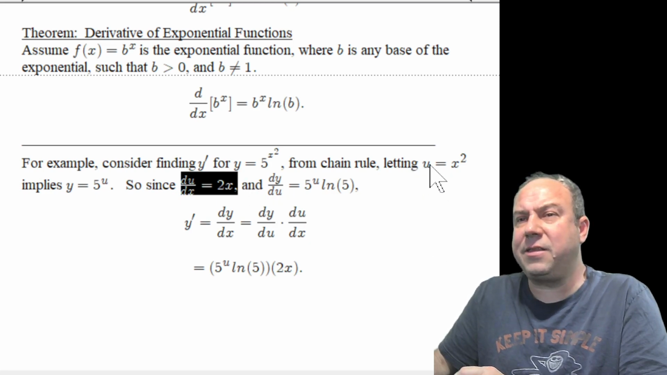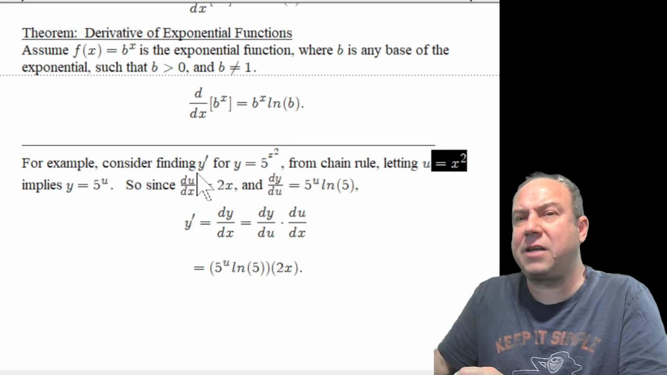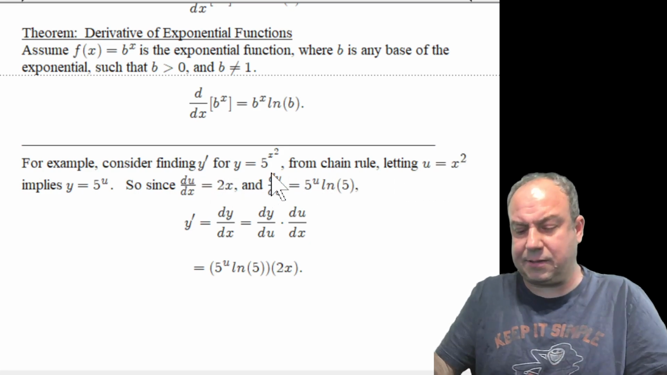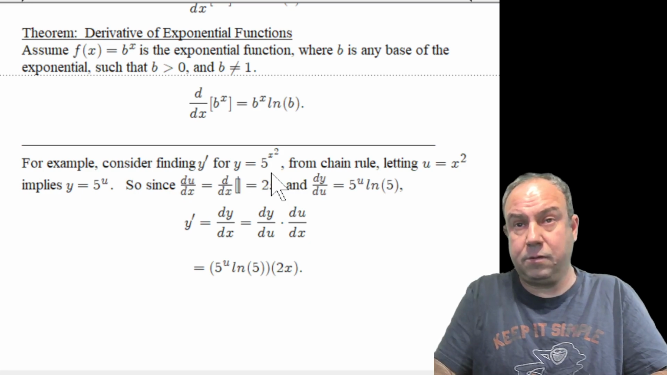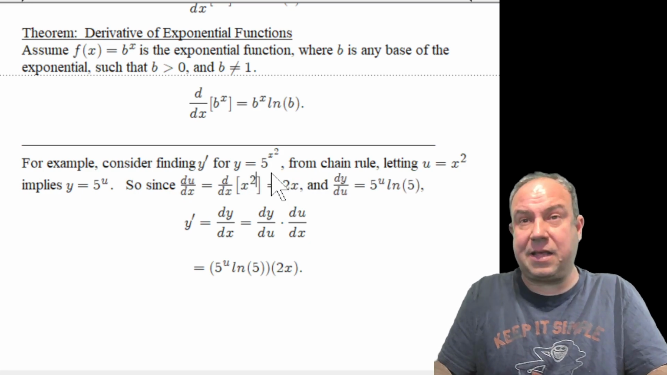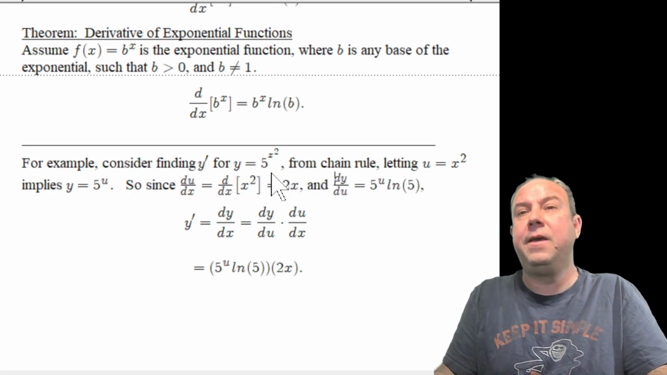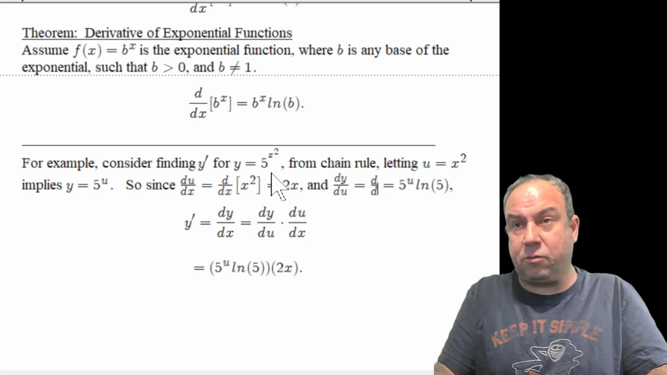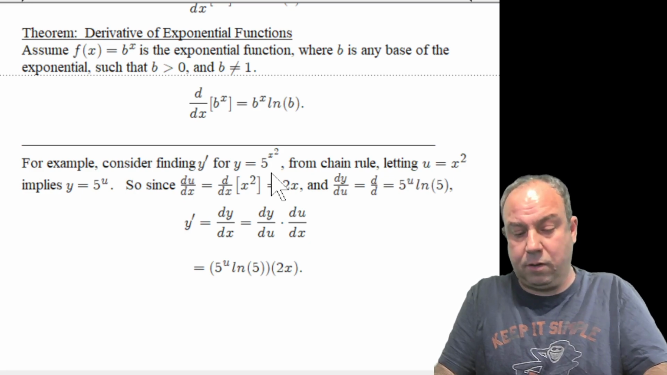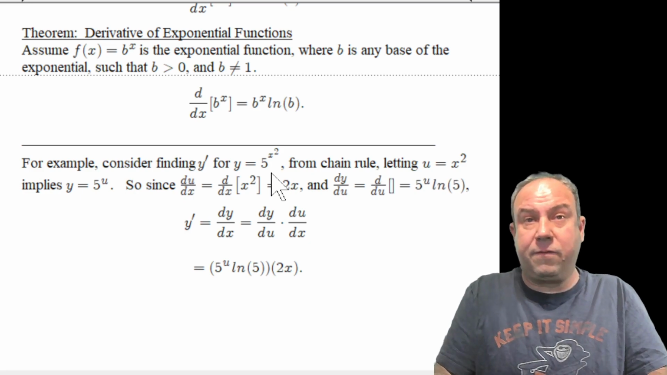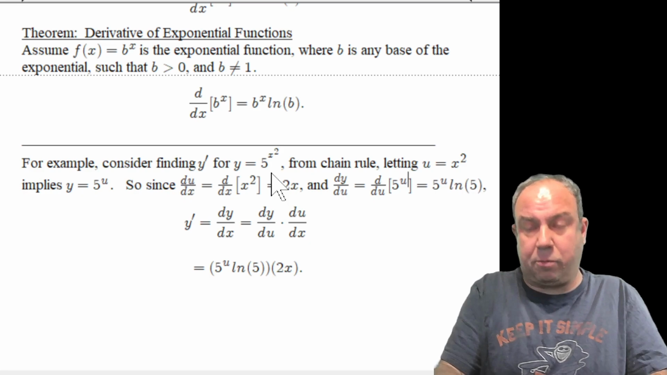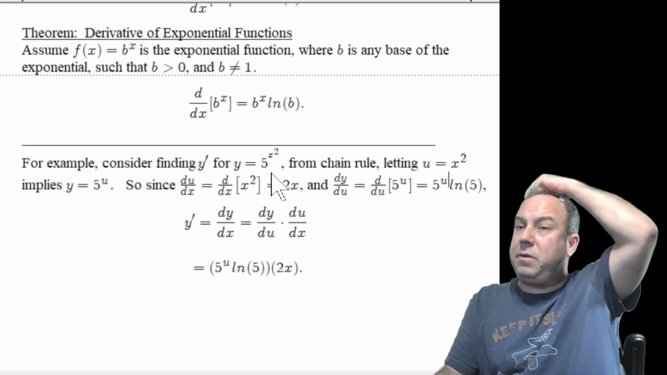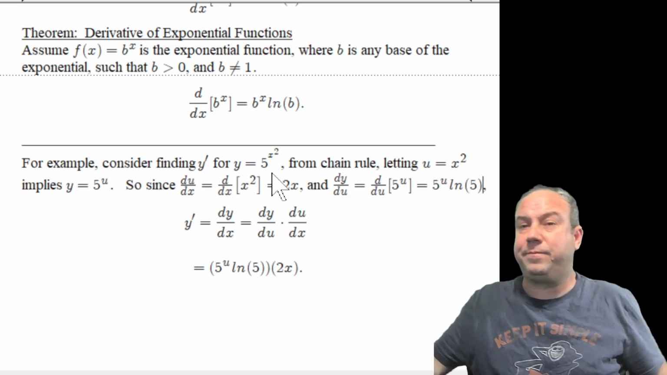If I take the derivative of u with respect to x for x squared, that would be equal to 2 times x. Let's highlight that that's where that derivative is coming from. And if I find the derivative of y with respect to u, for the quantity 5 raised to the uth power, that would be 5 to the u times ln of 5.